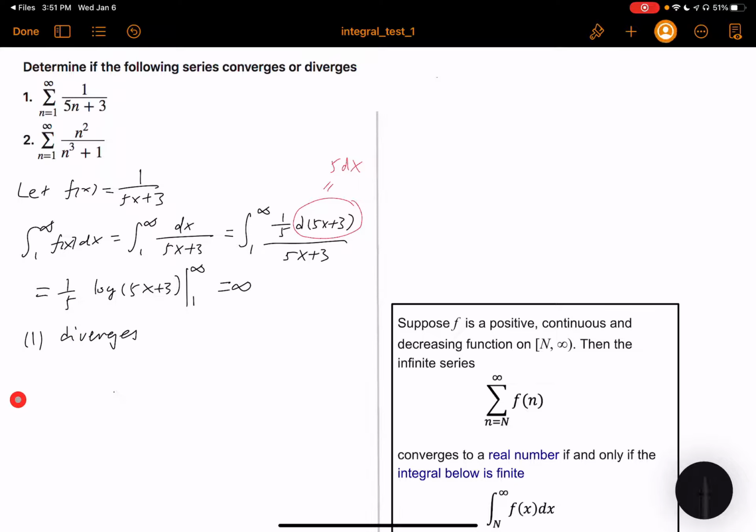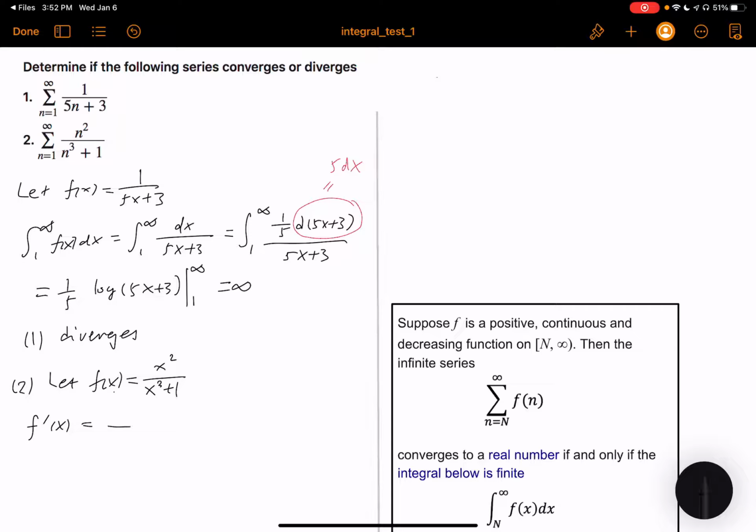Let's look at the second question. Let f(x) equal x squared divided by x cubed plus 1. When x is greater than or equal to 1, it's positive, obviously. It's continuous. Now let's figure out whether it's decreasing. It's not very obvious here. So to figure out whether it's decreasing, let's look at the derivative of f(x).